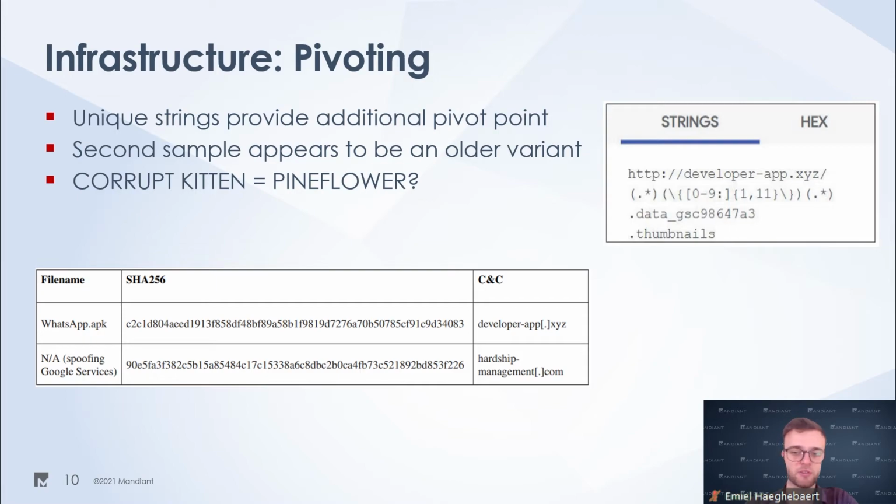Notably, the author also included that the malware stored files that were ready for exfiltration in a directory named .data_GSC98647A3. This is a string that we'd identified in our PINEFLOWER samples. So at this point, given the overlaps in command and control and the unique string, it seemed likely that Corrupt Kitten and PINEFLOWER might be one and the same implant.